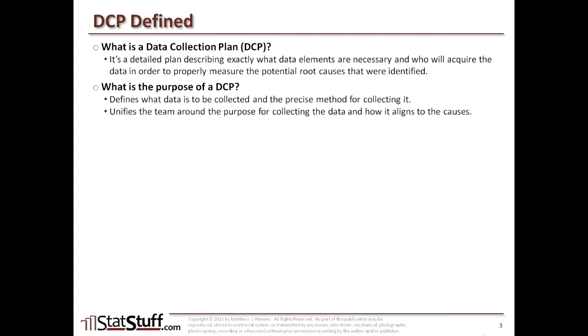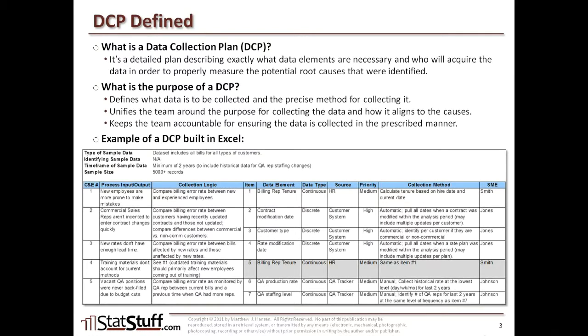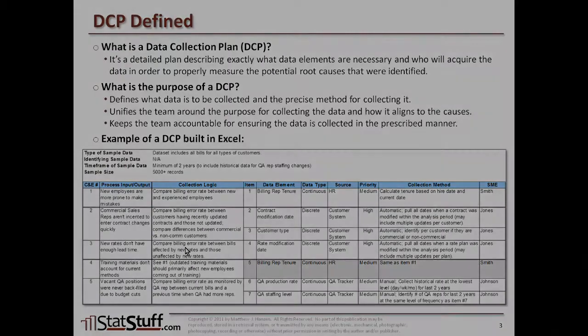It's a way of also unifying the team around the purpose of collecting the data and how it aligns to those potential root causes that the team identified. It's also a way to keep the team accountable for ensuring that the data is collected in the prescribed manner. Now, here's an example overall of what a DCP might look like, an example that is built within Excel. And we're going to break this down into 4 different sections, and then we're going to take this section by section so you can understand how this is constructed.